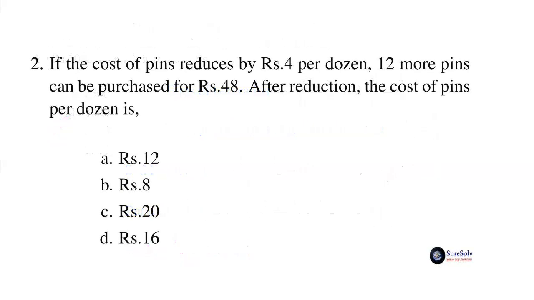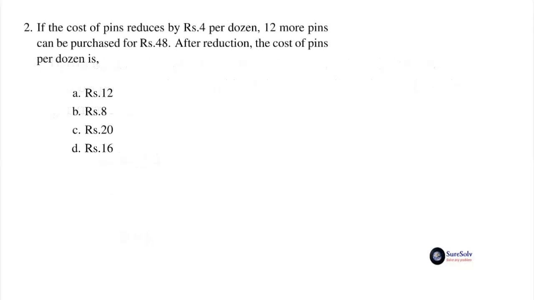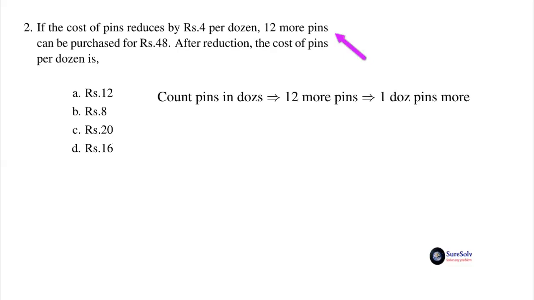Second question. If the cost of pins reduces by ₹4 per dozen, 12 more pins can be purchased for ₹48. Find the cost of pins per dozen after price reduction. You will notice that all quantities except 12 more pins are in dozens. So we'll rephrase 12 more pins to 1 dozen more pins and synchronized unit of counting quantities to dozens, right?